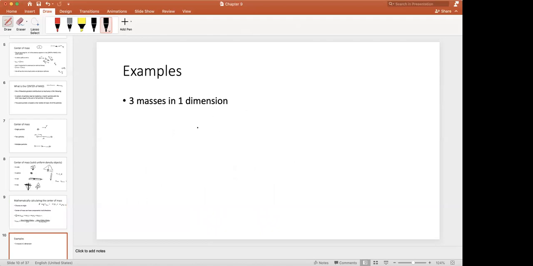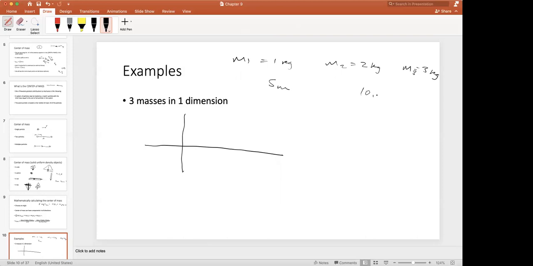So, 3 masses in one dimension. As I said, I'm going to have to choose an origin. Let's say that M1 is 1 kilogram, and M2 is 2 kilograms, and M3 is 3 kilograms. And furthermore, let's say this guy is located at 5 meters, this guy is located at 10 meters, and this guy is located at 15 meters.